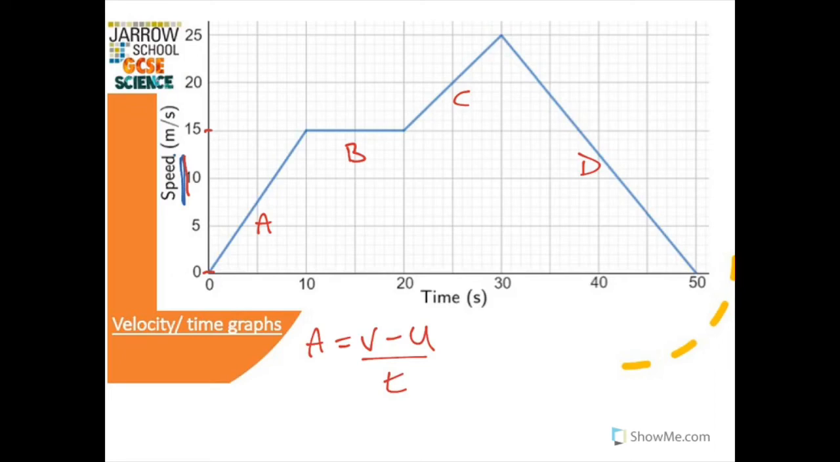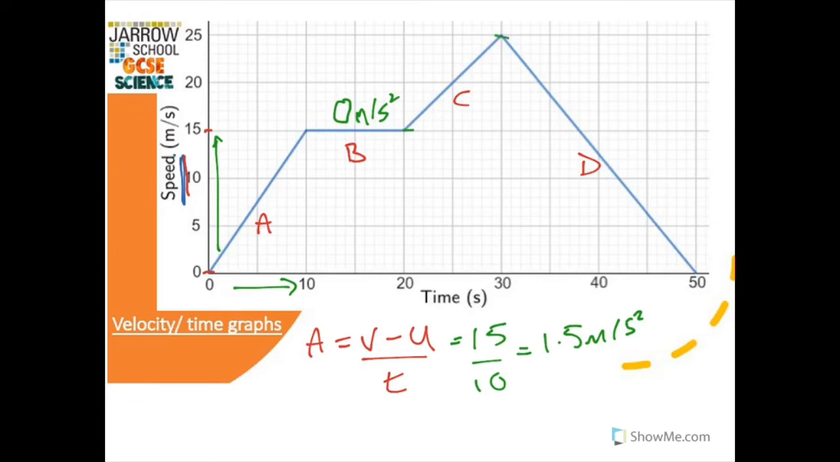Okay, so part A on the graph has a change in speed of 15 meters per second. This takes 10 seconds. 15 divided by 10 is 1.5 meters per second squared. On part B on the graph, it is 0 meters per second squared. It isn't speeding up at all. Part C has a change in speed of 10 meters per second, and this takes 10 seconds. 10 divided by 10 is 1 meters per second squared.